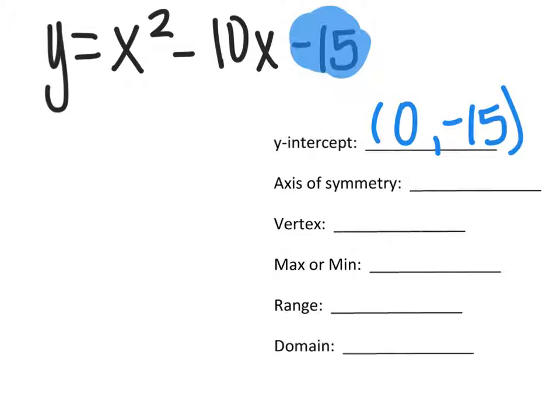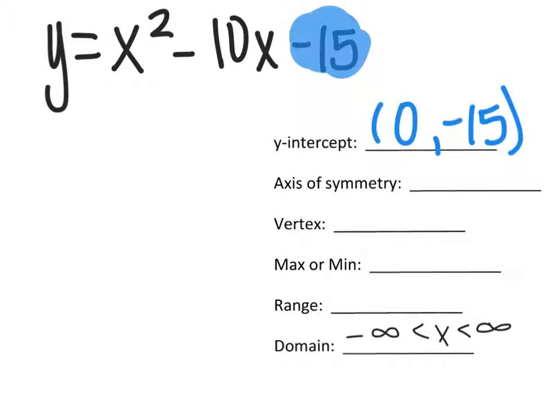Now, the other thing that's easy to identify is my domain, because my domain is going to be negative infinity is less than x, which is less than infinity. That means when I graph this, it's a parabola, and it would just continue to get wider and wider, and it would never stop growing wider.